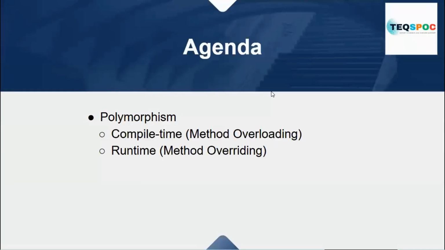So today's class agenda is we will see what is polymorphism, and inside polymorphism there are two types of polymorphism. That is method overloading, which is known as compile time polymorphism, and method overriding, which is known as a runtime polymorphism. So today we will cover what is polymorphism.